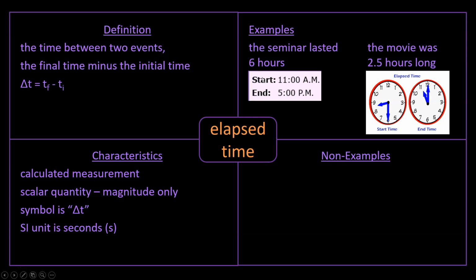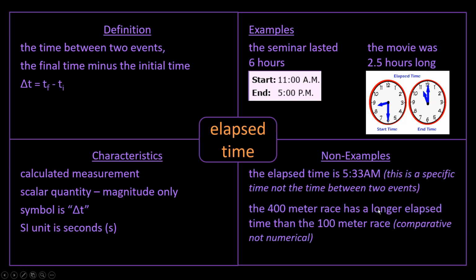Examples. The seminar lasted 6 hours because it started at 11 and ended at 5 p.m. The movie was 2.5 hours long. Non-examples. The elapsed time is 5:33 a.m. This is a specific time, or clock time, not the time between two events. The 400-meter race has a longer elapsed time than the 100-meter race. Again, that's comparative, not numerical.